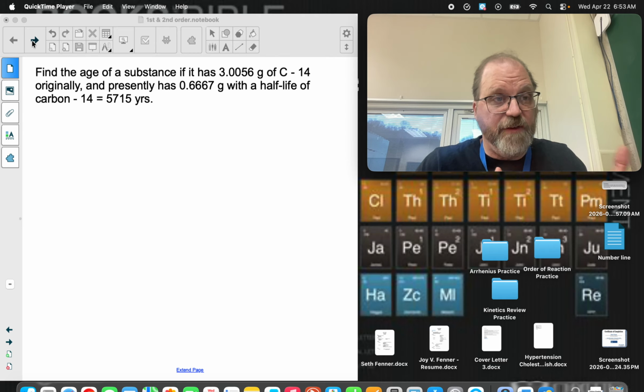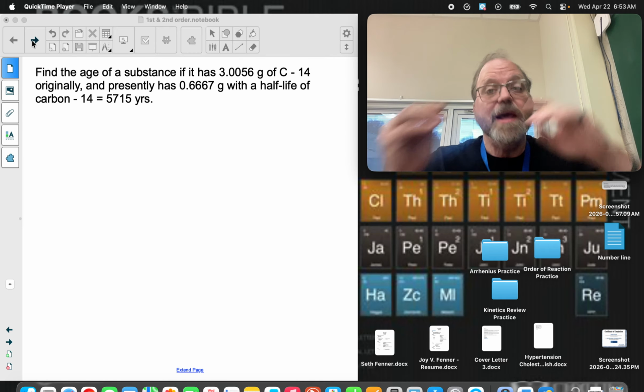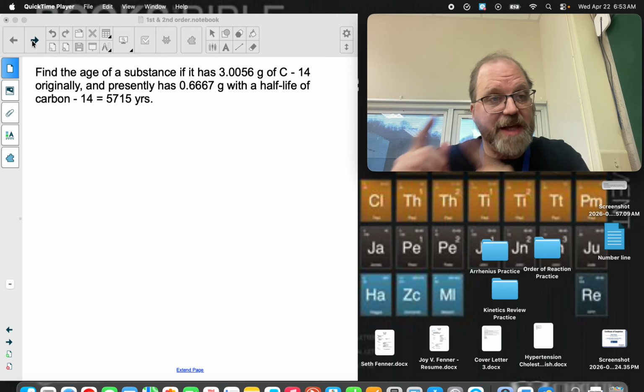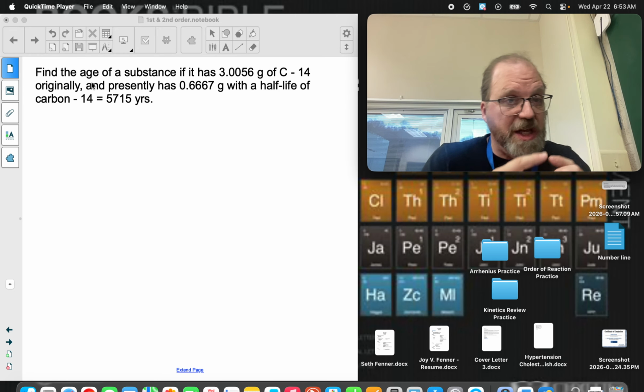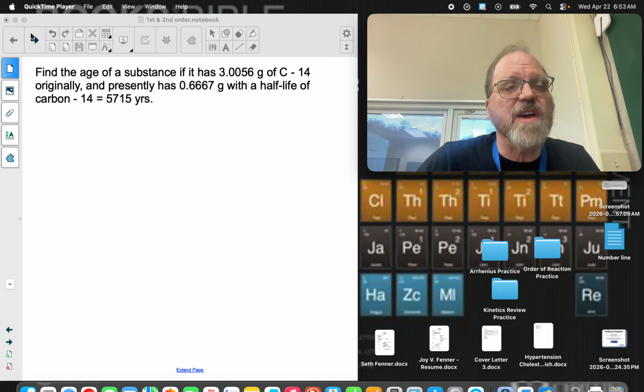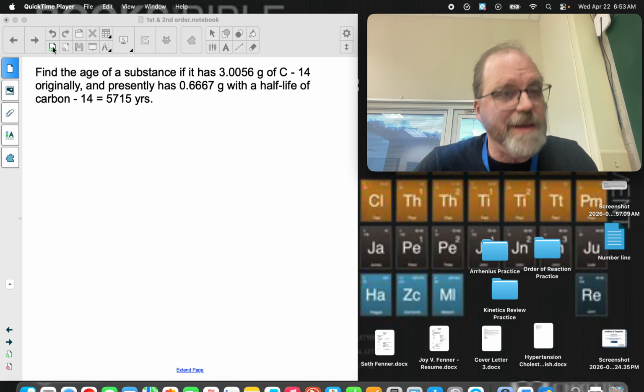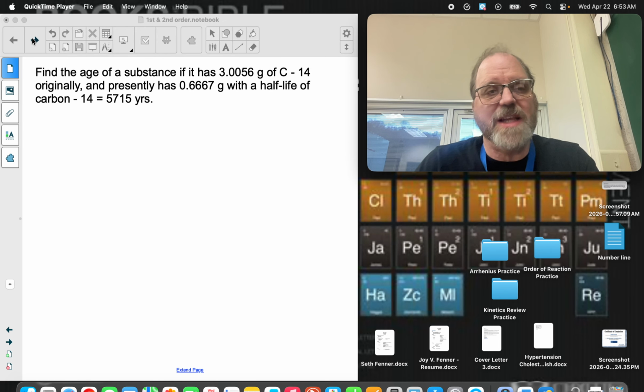So I'm going to ask you to find the age. We're going to find t, using that other equation, ln of A sub t over A sub O is equal to minus kt. We're going to solve for t. And our half-life here is 5,715 years. This is carbon dating, actually, not two carbons going out for a good time on a Friday night, but a way of determining the age of a substance.